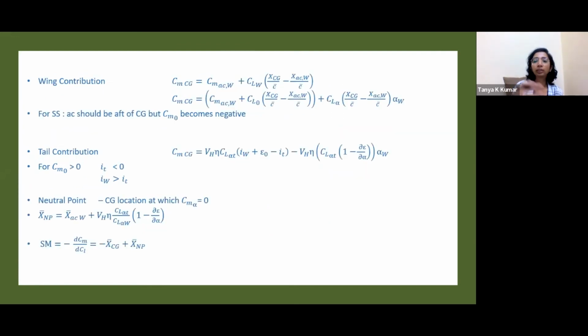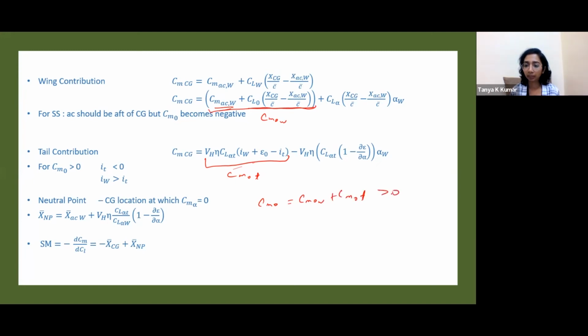Another way is you introduce a tail. Now we see the wing contribution and the tail contribution. So the wing contribution has the CMAC wing and the CL naught. This entire thing is Cm naught of wing, and this entire thing is Cm naught of tail. So Cm naught is equal to Cm naught of wing plus Cm naught of tail, and this entire thing should be greater than 0. So one way is CMAC wing should be greater than 0. That is, use a reflex airfoil. The other way is this quantity should be greater than 0.